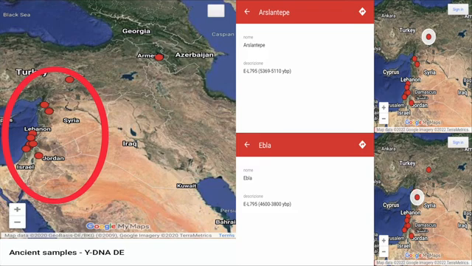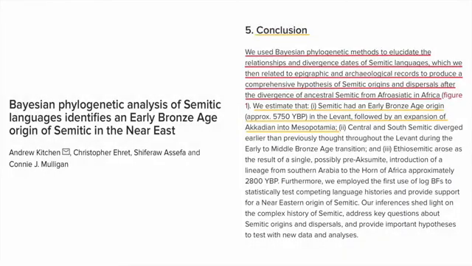And finding haplogroup E in the Levant is important because Semites will expand from the Levant into Mesopotamia. According to the paper titled Bayesian Phylogenetic Analysis of Semitic Languages identifies an early Bronze Age origin of Semitic in the Near East, and it reads, we estimate that Semitic had an early Bronze Age origin approximately 5,750 years before present in the Levant, followed by an expansion of Akkadian into Mesopotamia.